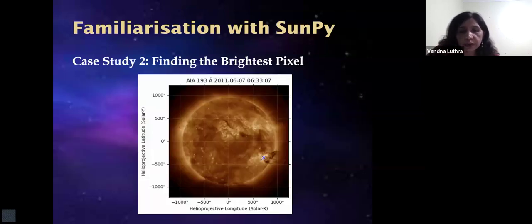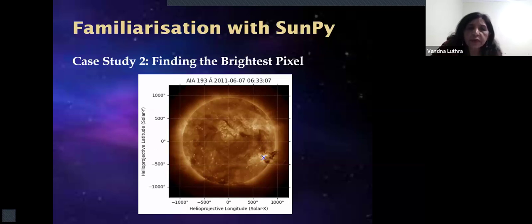I think it will be more clear if I go to the image and try to tell you what this program has done. In this case, this is the helioprojective latitude, solar Y, and on the x-axis we have the helioprojective longitude, solar X. The values on the x-axis are from -1000 to 1000, and on the y-axis also from -1000 to 1000. And this is the AIA 193 angstrom image, which is there in the data of sunpy. It is observing the whole disk of the sun and then finding the brightest pixel and marking it with a blue cross. Is this point clear?